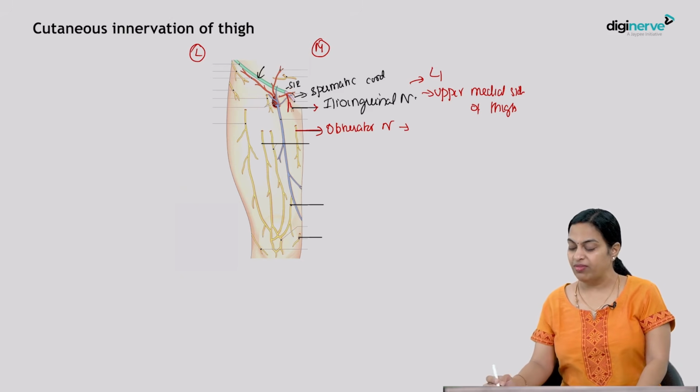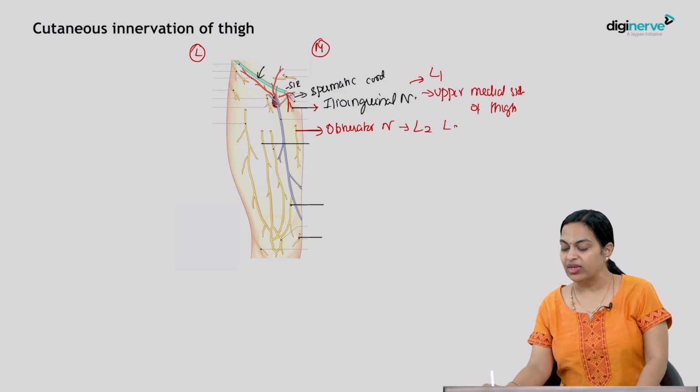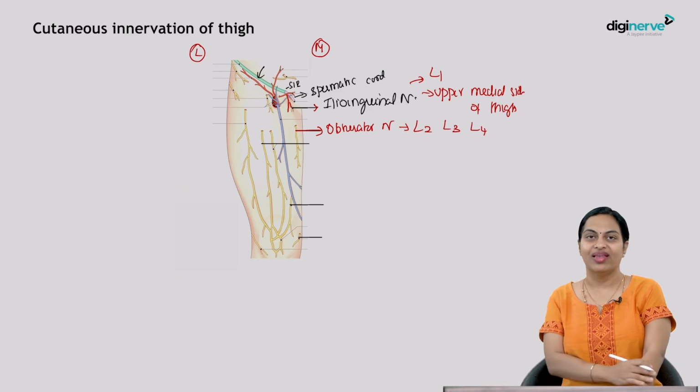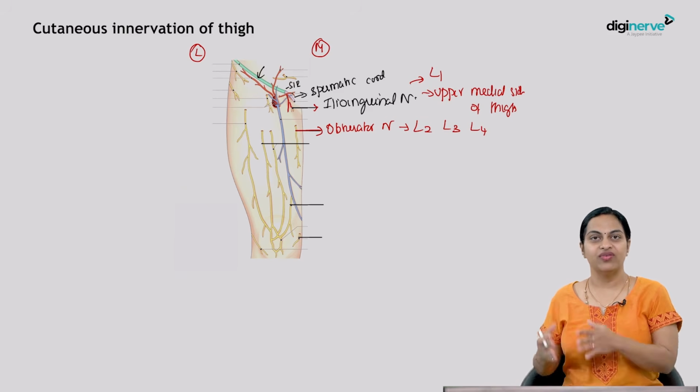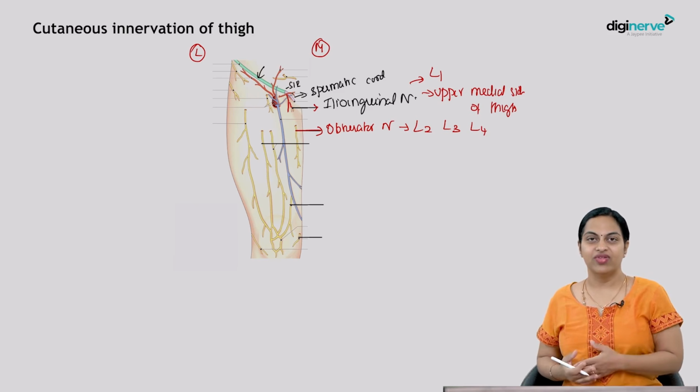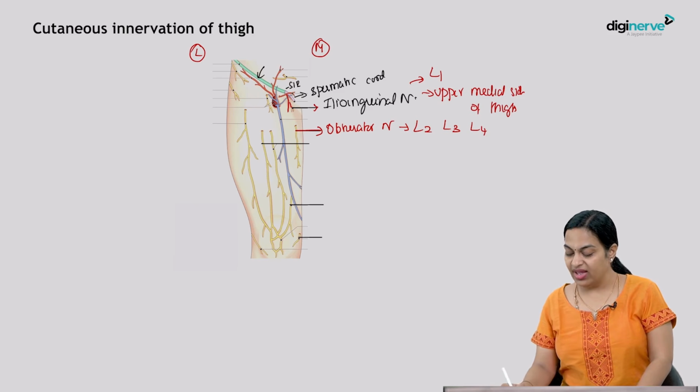This is also coming from the lumbar plexus with the root value L2, L3, L4. Okay. So the branches from this obturator nerve, we see over the medial side of the thigh, supplying the skin there. And again, here lower down, this is the medial femoral cutaneous nerve.